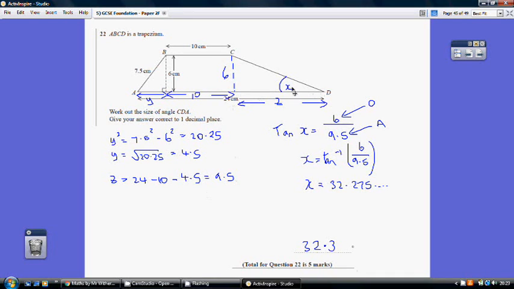Now, using trigonometry, we know the opposite and the adjacent side. So tan x equals our opposite side of 6 divided by our adjacent side of 9.5. Inverse tanning both sides, we get x equaling inverse tan 6 over 9.5. Pop that into our calculator, we get 32.275... which to one decimal place is 32.3.